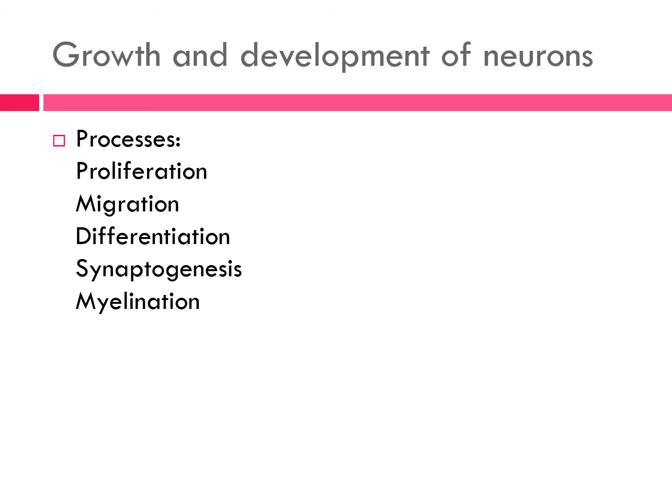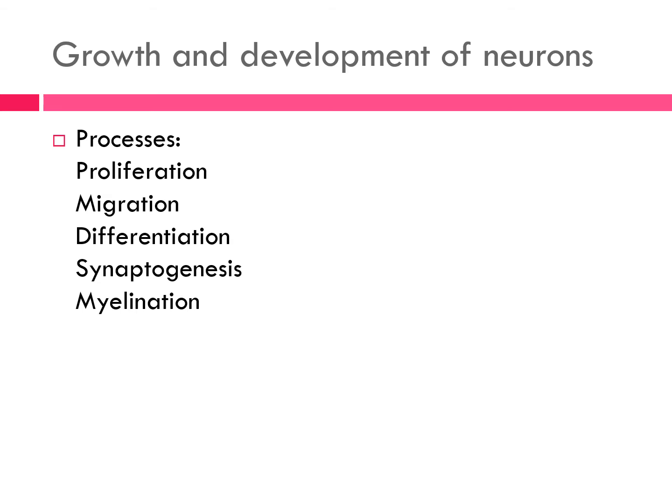So we're going to walk through a number of processes that neurons go through as they are growing and developing, or being created really, and developing. We're going to start with proliferation, so the creation of new neurons. Talk about migration. The neurons have to get to the part of the brain where they're going to function, and so they need to move there. And then when they get there, they need to differentiate.